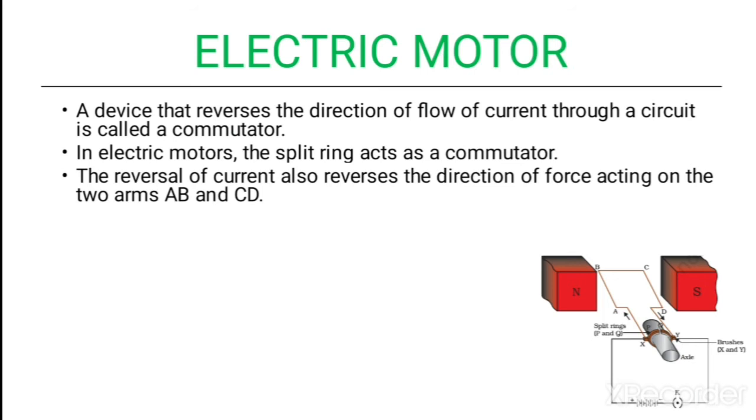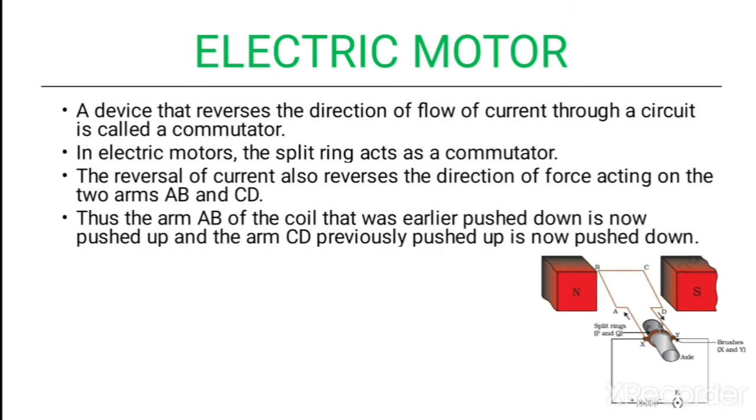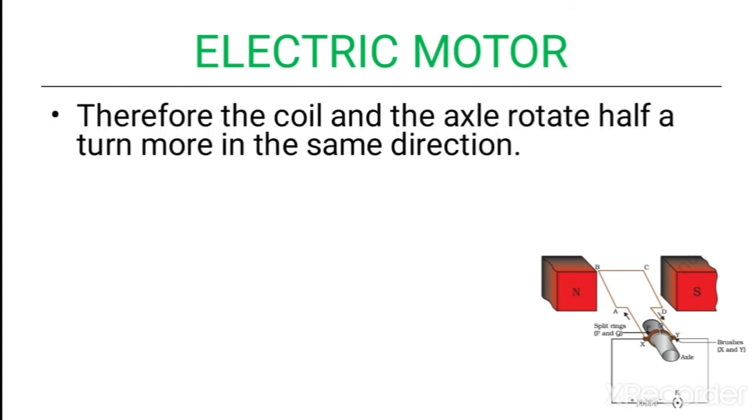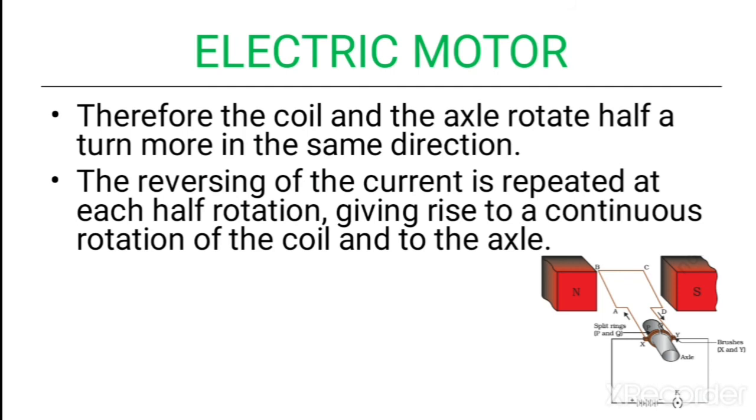Now the force on AB will be in the upward direction, and on CD it will be in the downward direction. Thus the arm of the coil that was earlier pushed down is now pushed upward, and CD, previously pushed up, is now pushed down. Therefore the coil and the axle rotate half a turn more in the same direction. The reversing of the current is repeated at each half rotation, giving rise to continuous rotation of the coil.